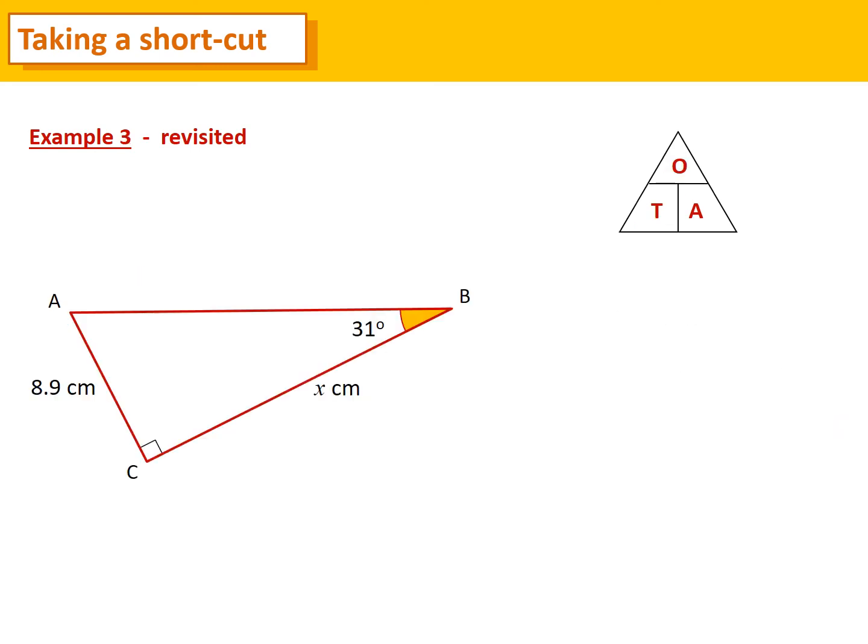Similarly, applying the shortcut to example 3, in the diagram, the angle marked in at B, 31 degrees, tells us that x is the adjacent side. So we're trying to find the adjacent side, so we put our finger over the A, and it tells us that the adjacent is the opposite side divided by the tangent of the angle. So that will be 8.9 divided by tan 31. Tap that into our calculators and then round off.